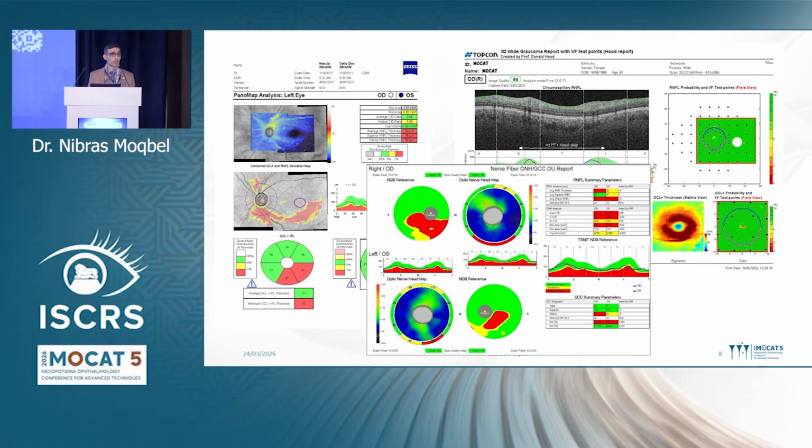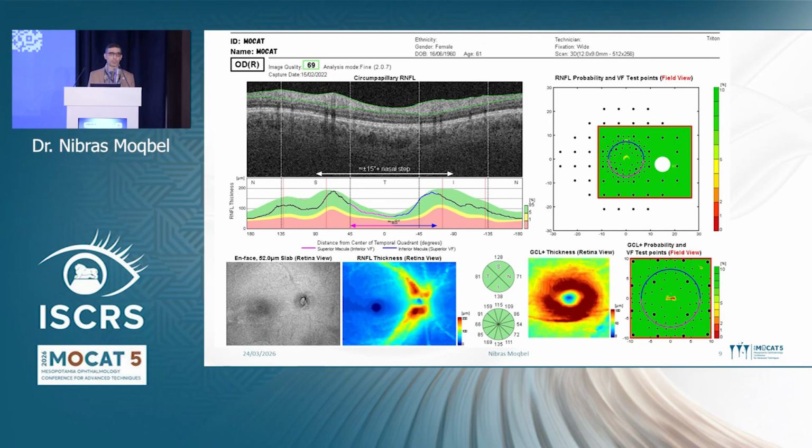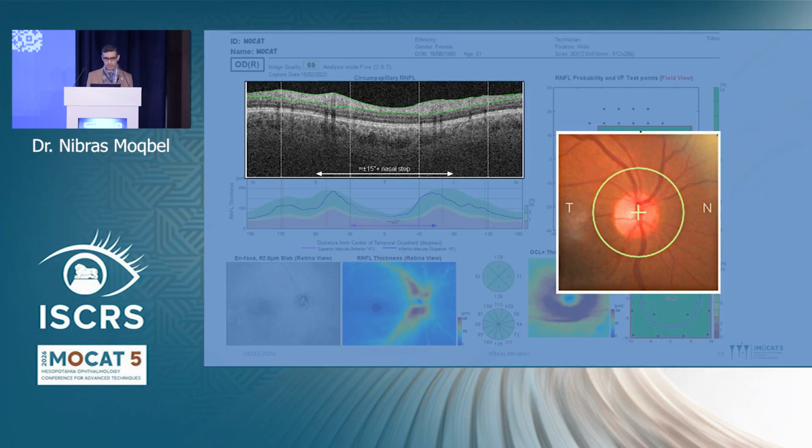There are a few reports in the OCT devices that combine both the ganglion cell layer and the optic nerve head. We will focus today on what we call the hood report, which combines all of them. So this is the Panomap from the Zeiss. This is the hood report from the Topcon. And this is the combined optic nerve head, retinal fiber layer, and ganglion cell layer from the OptiView.